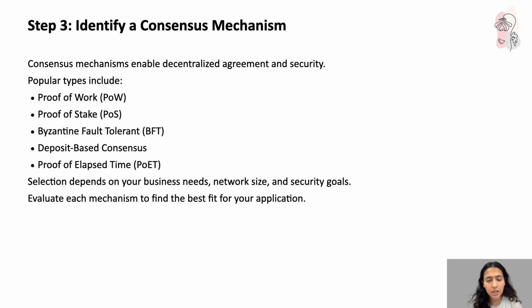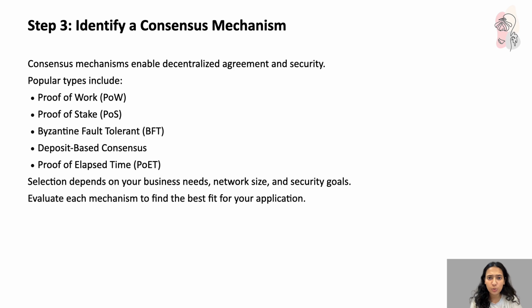So you have proof of work. You remember it was secure but energy intensive. Then you saw proof of stake also, which was energy efficient, and it also rewarded long-term participants. Then you have Byzantine fault tolerance, BFT, which is designed to handle malicious nodes. Then you have deposit-based consensus, where stake deposits secure the system. Then you have proof of elapsed time, which focuses on fairness by using time-based selection. We'll be talking about them in detail one by one at a later stage. And right now, what we should think is that choosing between them is going to depend on your business needs, your network size, and your security goals.